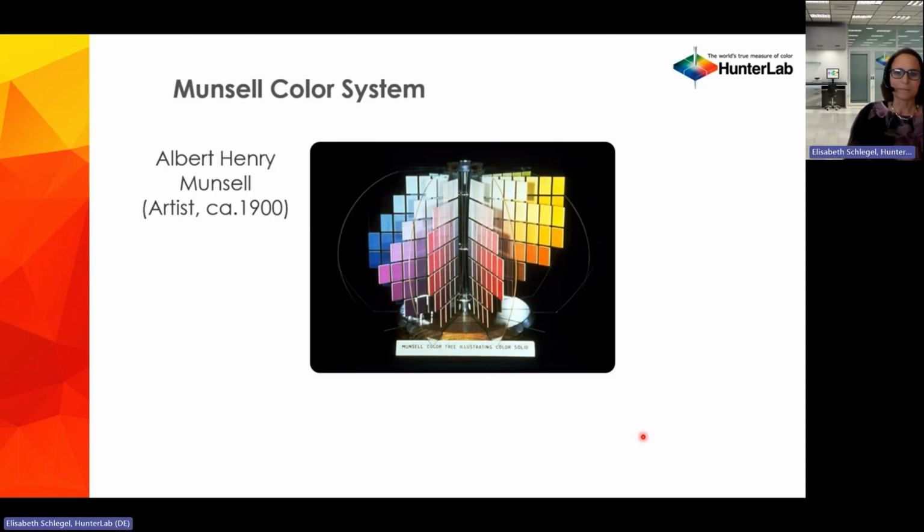Actually, the first attempt to characterize colors was already done by Albert Henry Munsell, who was an artist, in 1900, and he developed this Munsell color system. And there you already see we have different slices in different directions, and we have darker colors on the bottom and lighter colors on the top. So this is already representing a kind of color space. And actually this Munsell color system is still used in Japan nowadays. But it's for visual comparison, of course. That's not a measurement.